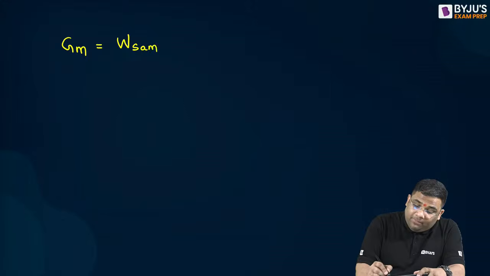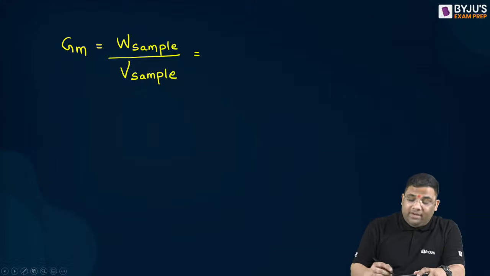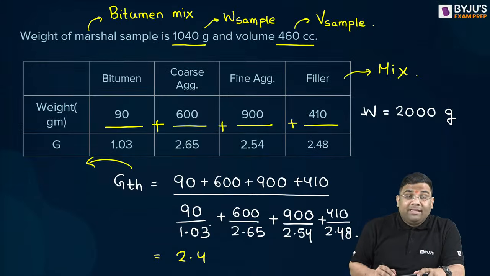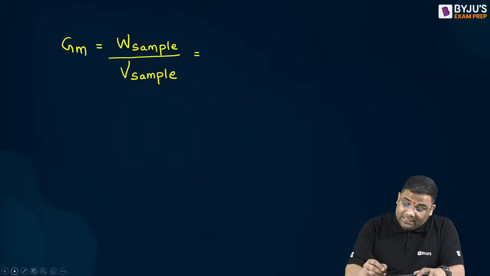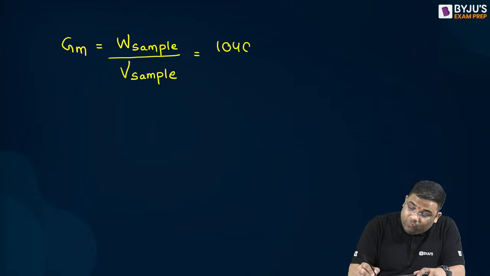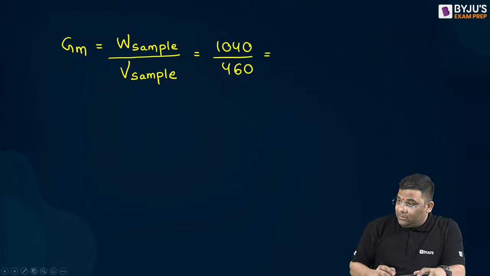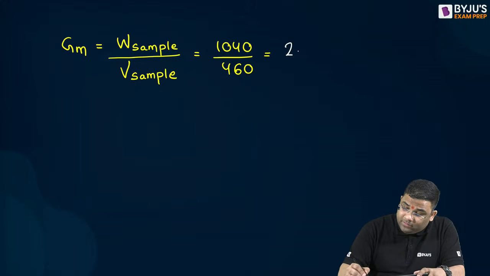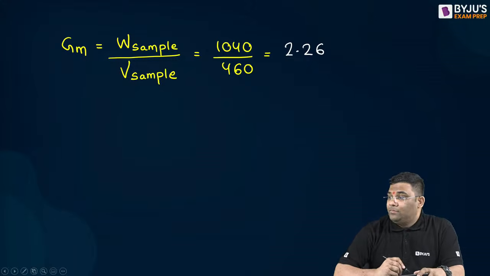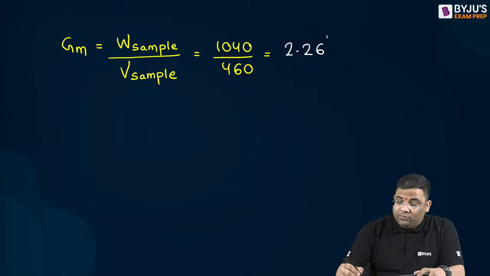Now the next thing I need is the GM. How will I calculate that? The weight of sample by volume of sample. So what is the weight of sample? It is given as 1040, and the volume is 460. So 1040 divided by 460. How much are you getting? Karthik is telling 2.26. Okay, GM is 2.26.